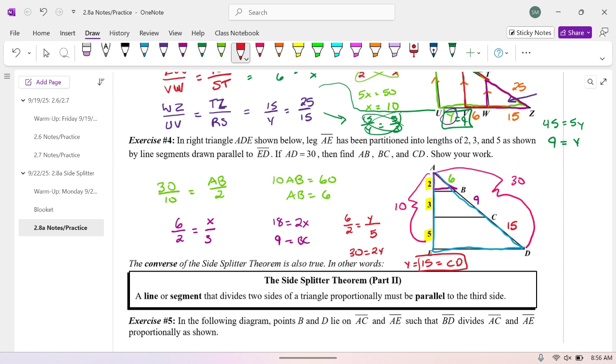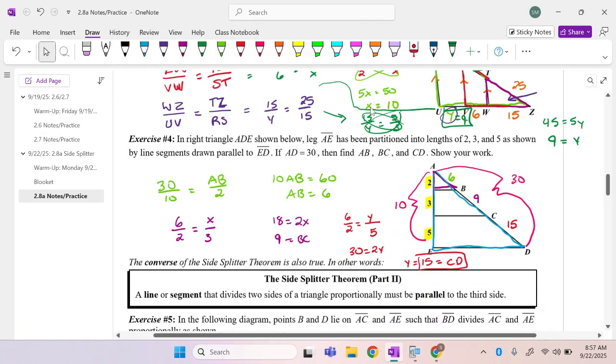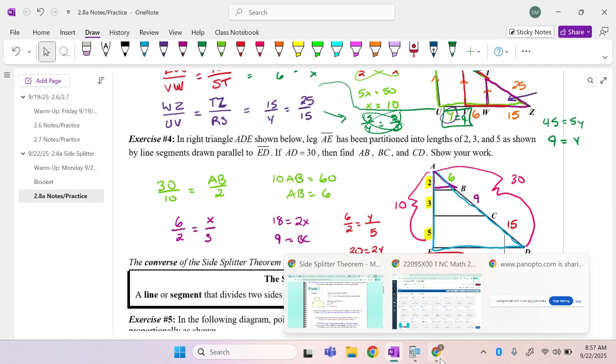All right. And again, if we check the similar triangles, let's say if we checked it against the 15 over 5 one. 15 over 5 is 3. And 30 over 10 is 3.